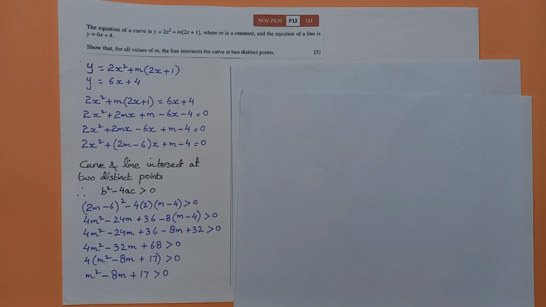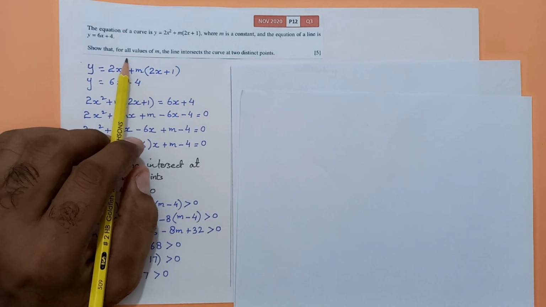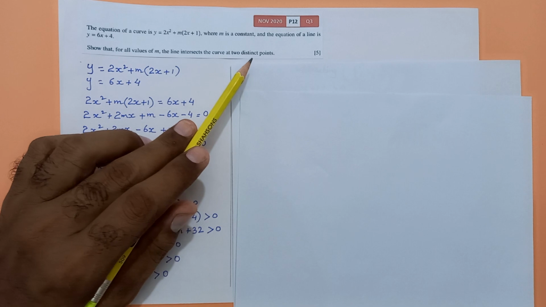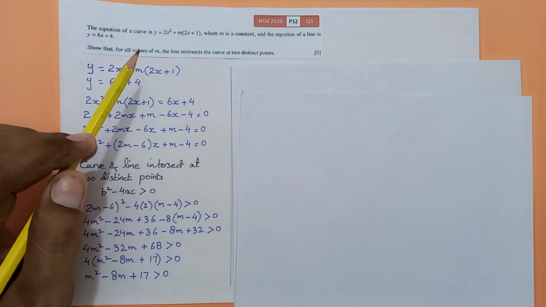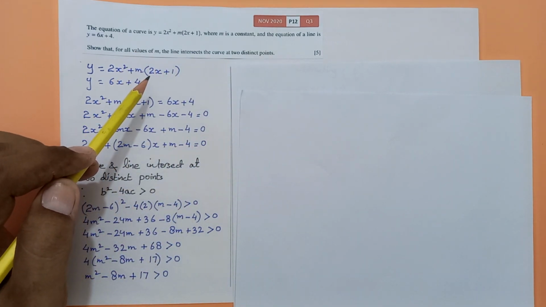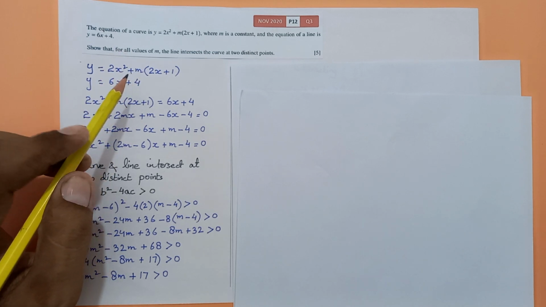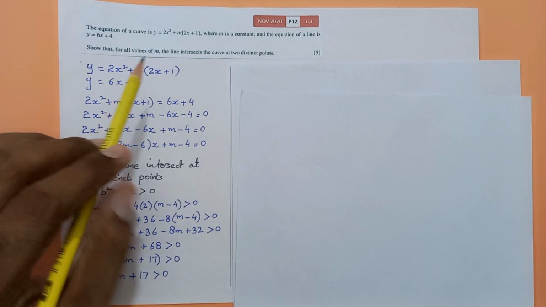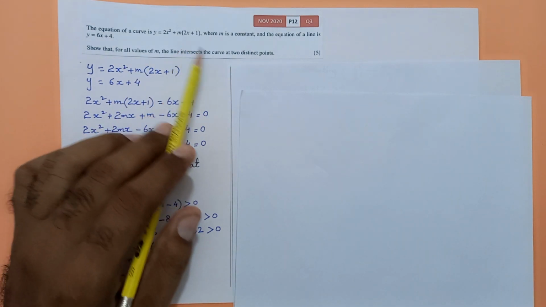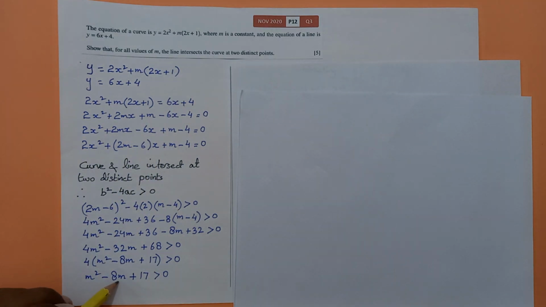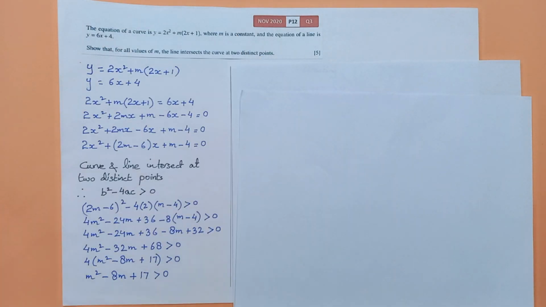So this is basically a quadratic in the form of m, and the question said to show that for all values of m, the line intersects the curve at two distinct points. Now we don't have to find the set of values, we don't have to find the values of m. We have to show that if we take any value of m, the line and the curve will intersect at two distinct points. So this is basically an expression greater than 0 for two distinct points.